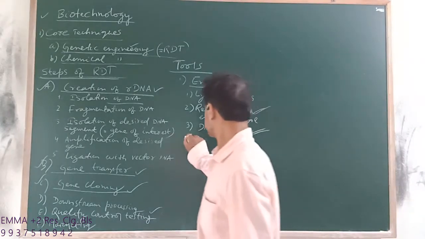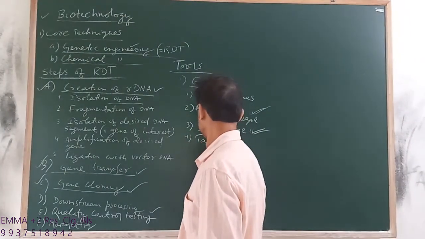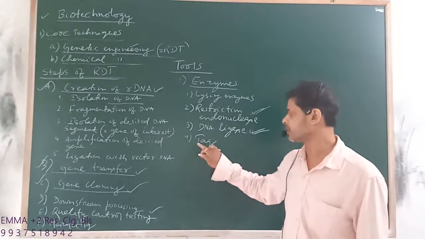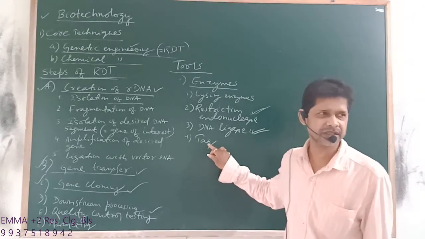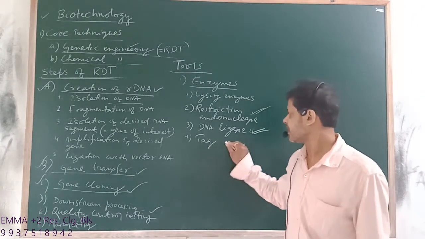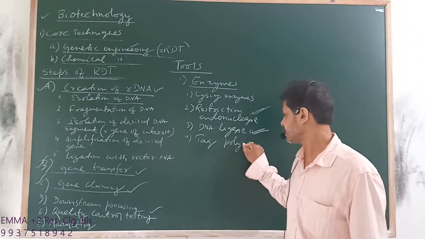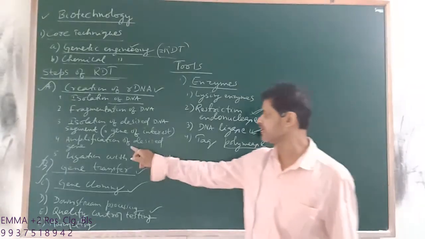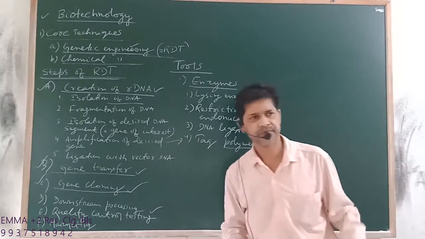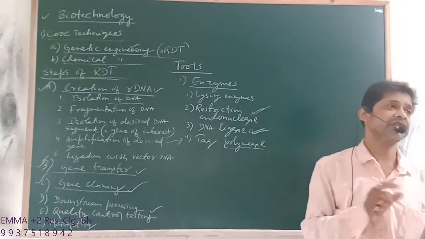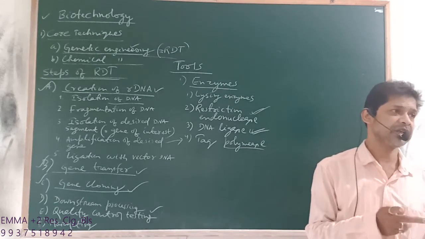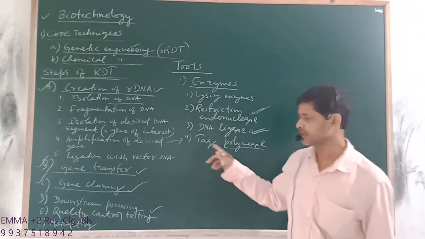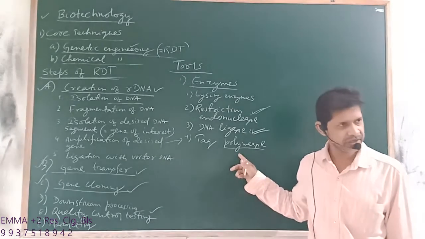Then Taq polymerase. Taq is the short form of Thermus aquaticus, one archaebacteria. So Taq polymerase. Why is it necessary? This enzyme is necessary for amplification of desired DNA. All of you know inside the cell, DNA replicates because of DNA polymerase. So this is a DNA polymerase, Taq polymerase.